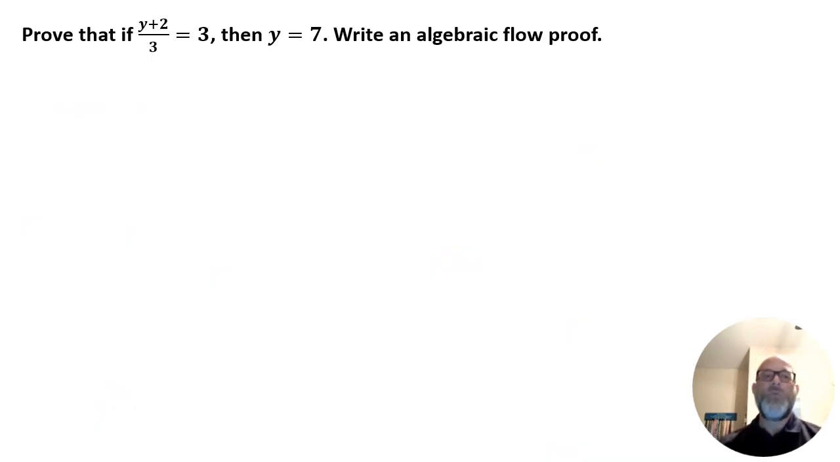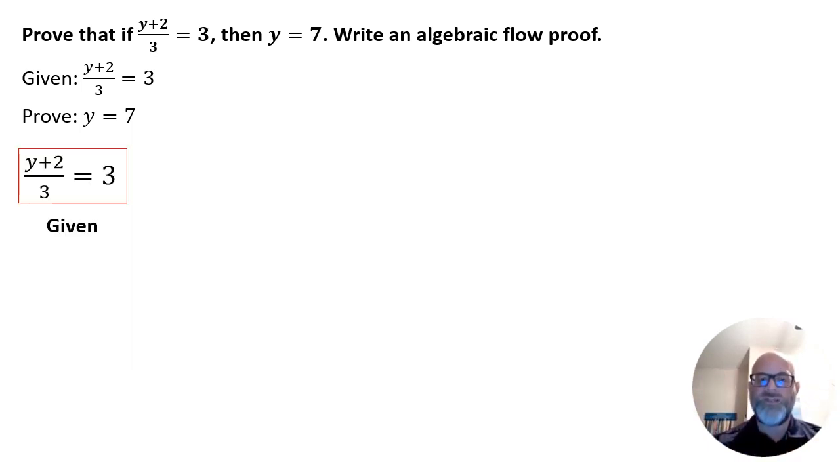All right, for help with your homework. Prove that if (y plus 2) over 3 equals 3, then y equals 7. Write an algebraic flow proof. So what am I trying? What's my given? That (y plus 2) over 3 equals 3. What am I trying to prove? That y equals 7. Let's use a flow proof. First thing you always write in a flow proof is the given. (y plus 2) over 3 equals 3, and you write underneath it, the given.